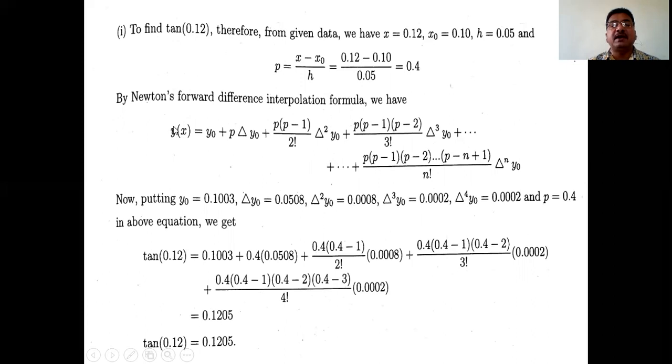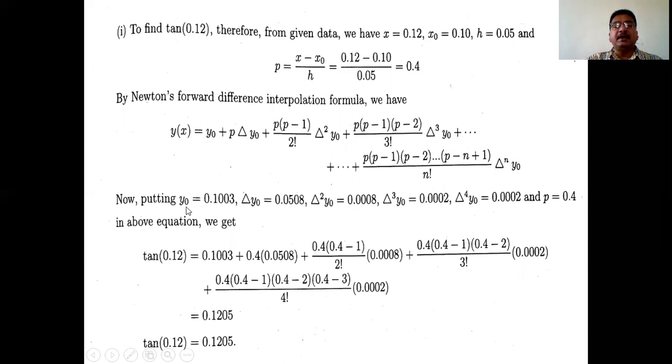Right here, instead of y, write f. f(x) is equal to f of a plus u delta f of a plus u(u minus 1) by 2 factorial delta square f of a. So right here u is in place of p, and where y naught was, write f of a. Write the terms up to delta raised to 4 f of a. The next term is u(u minus 1)(u minus 2)(u minus 3) divided by 4 factorial delta raised to 4 f of a, and then substitute the values.